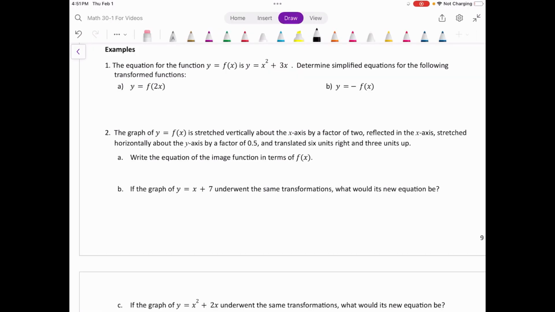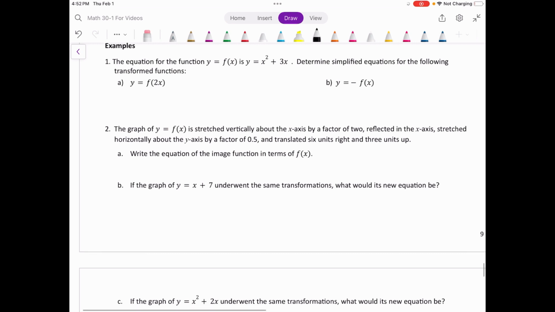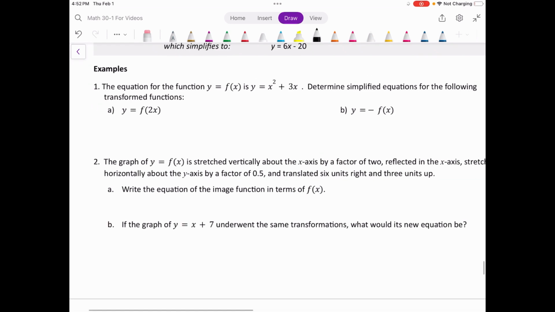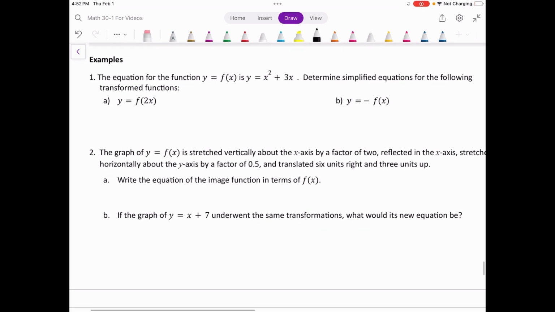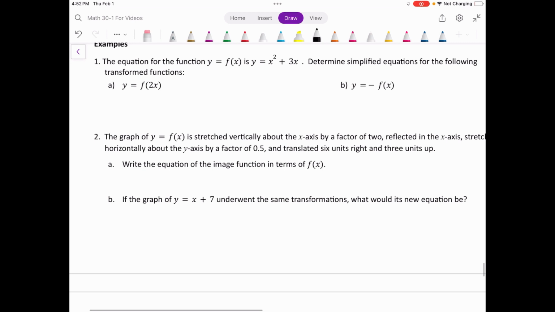With that under our belt, let's try some of these out. Let's see if we can apply that process, right? Just got to figure out what to replace x with, and then what are we multiplying to the equation and/or adding to the whole equation. So the equation for the function y equals f of x is y equals x squared plus 3x. Determine simplified equations for the following transformed functions.